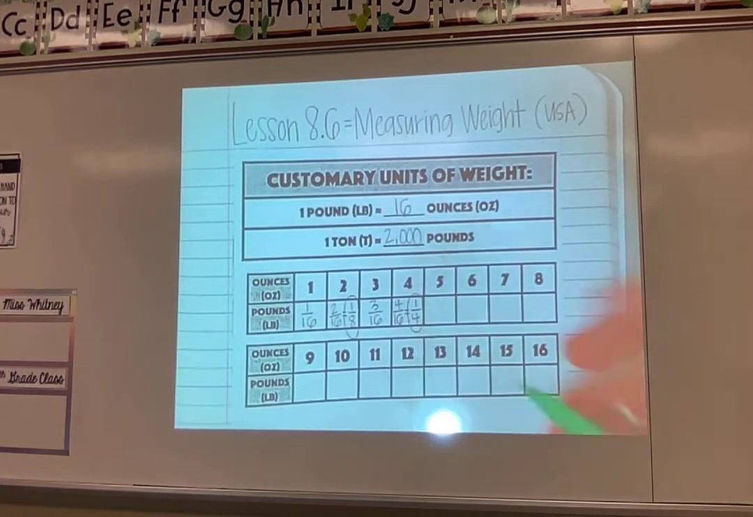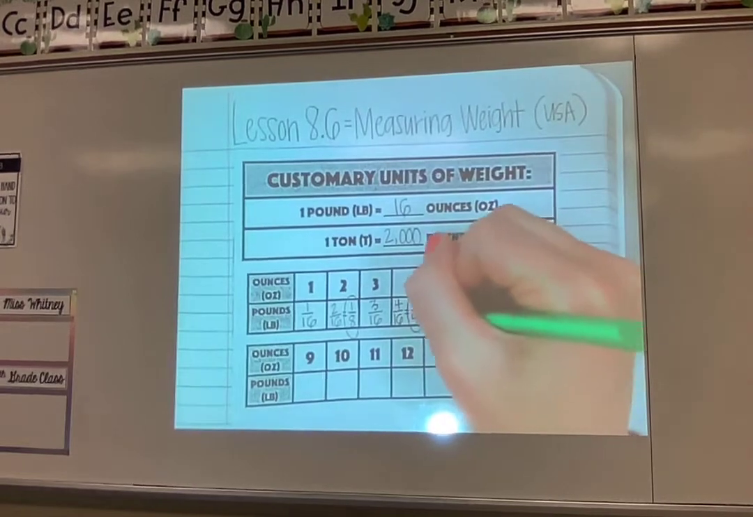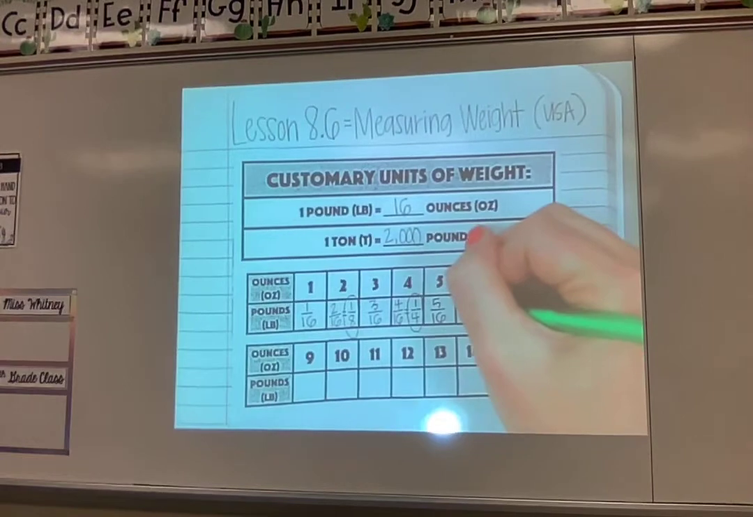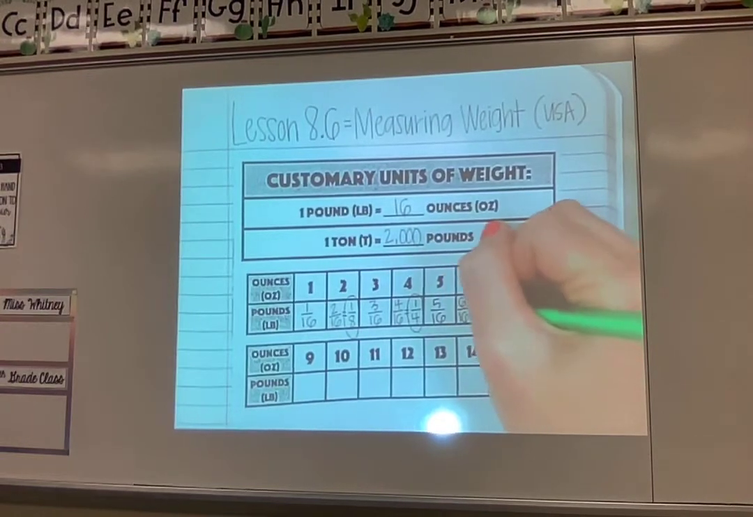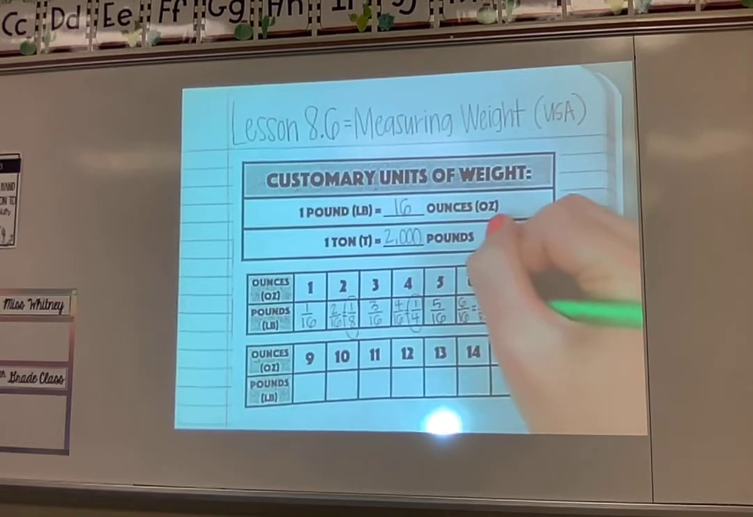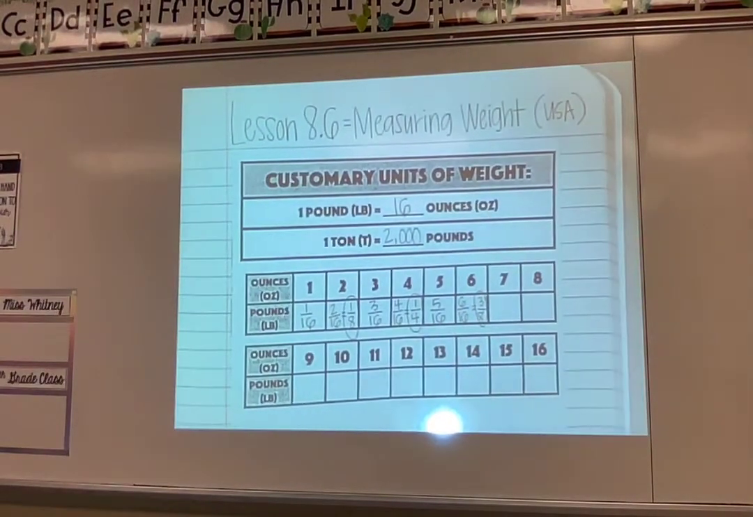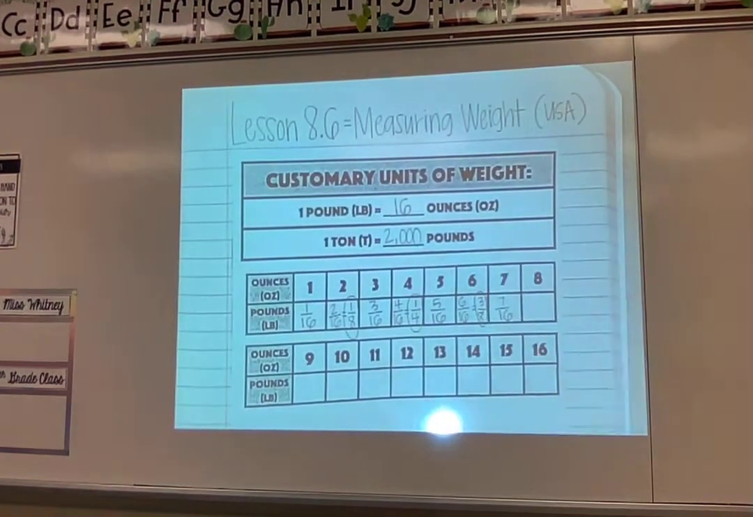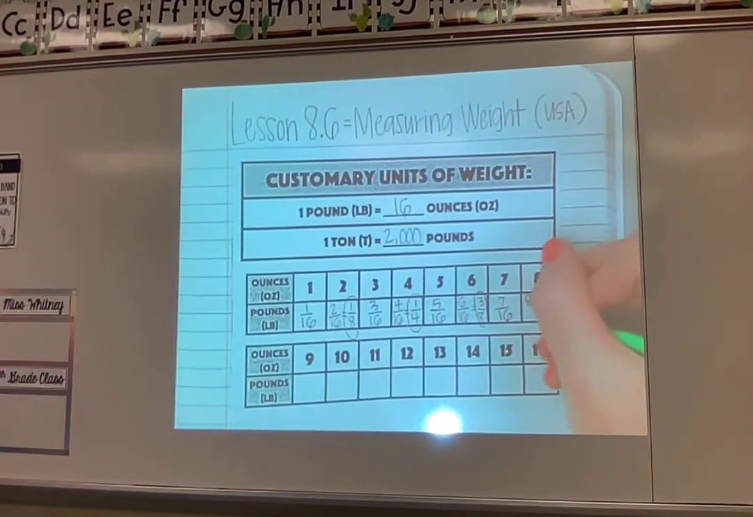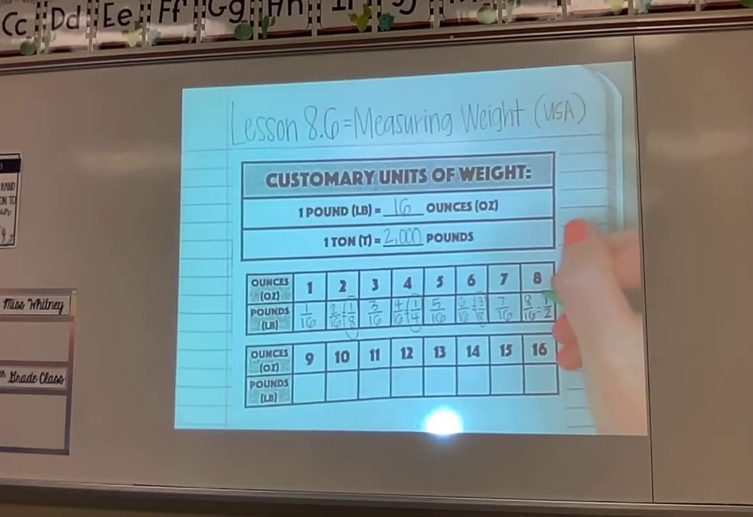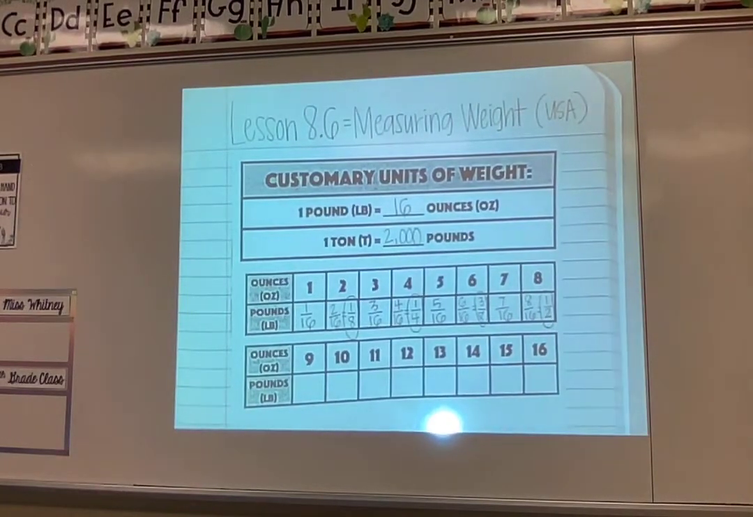Okay, 5 ounces would be 5/16. That does not simplify. 6 ounces would be 6/16, and it does because I could take 2 into both of those. So that would be 3/8. So I would want to use 3/8 because that's my simplified fraction. 7/16 will not simplify, but 8/16 will. 8/16 is 1/2. 8 is half of 16, so I would want to use 1/2 as my fraction.